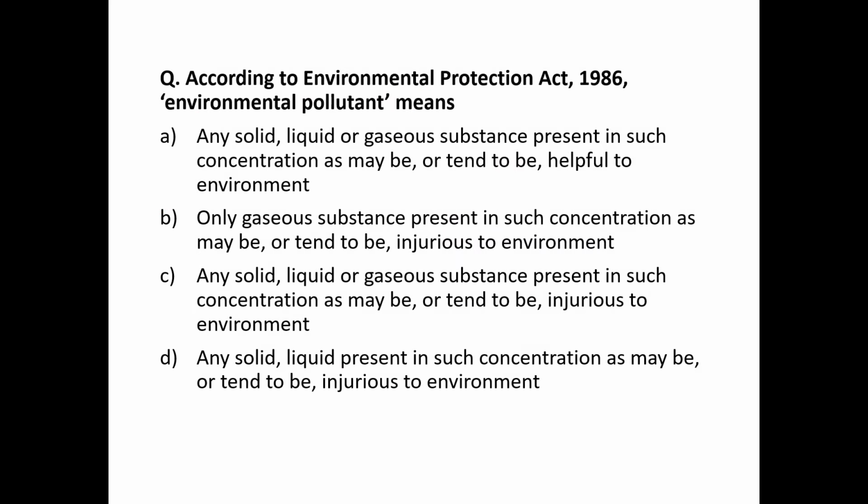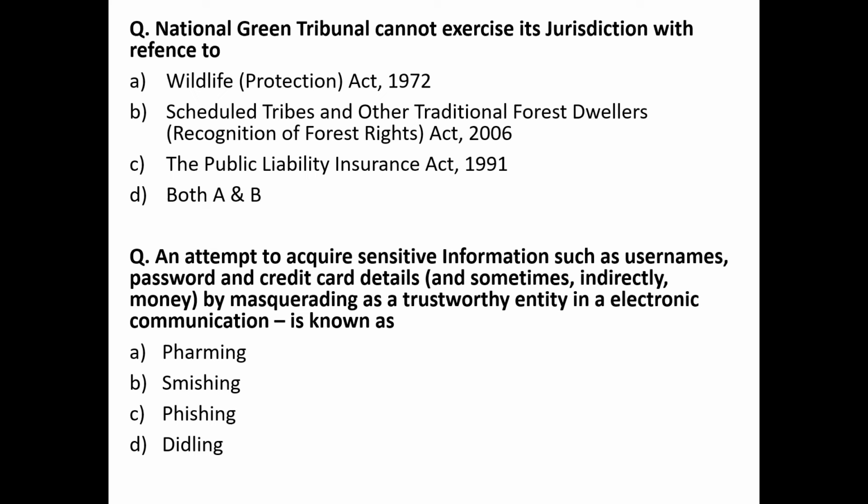Next question. According to the Environment Protection Act 1986, environmental pollutant means any solid, liquid or gaseous substance present in such concentration as may be or tend to be injurious to the environment. Option C. Next question. National Green Tribunal cannot exercise its jurisdiction with reference to the Wildlife Protection Act 1972, correct? Scheduled Tribes and Other Traditional Forest Dwellers (Recognition of Forest Rights) Act 2006, correct? So the answer will be option D, both A and B.